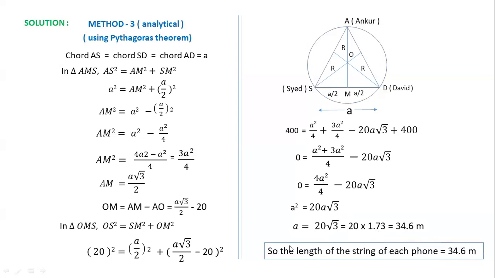So the length of the string of each phone is 34.6 meters. This was your Pythagoras theorem. Clear? Hope you understood the three methods of solving the same sum. I am putting this so that you should know that it is not only one method, I can use different methods. So there is nothing called only one in mathematics. We can solve the same sum in different methods. One method is not fixed, that it is the only method possible. No, there is nothing like that.